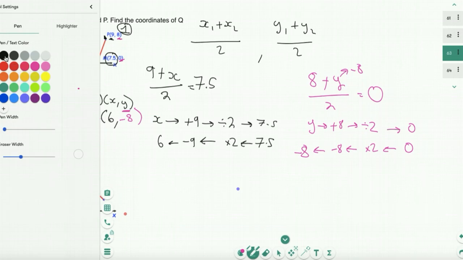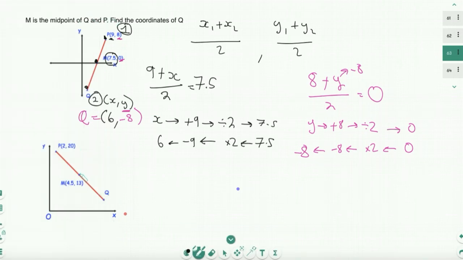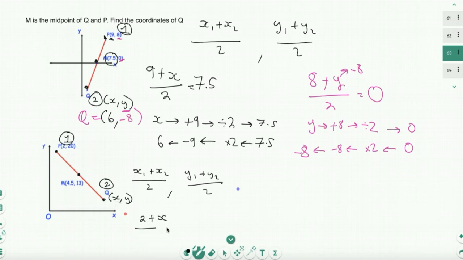Let's try the next problem. So here, it's the same thing. We have the midpoint, which is M. We have one coordinate. We don't know its other side. So since I have the midpoint, I'm going to use the midpoint formula. x1 plus x2 over 2, and then y1 plus y2 over 2. So let's call this coordinate 1, and this coordinate 2. So x1, the first x coordinate is 2, plus the second x coordinate, we don't know yet because we're trying to find Q. So let's leave it as just x, over 2.